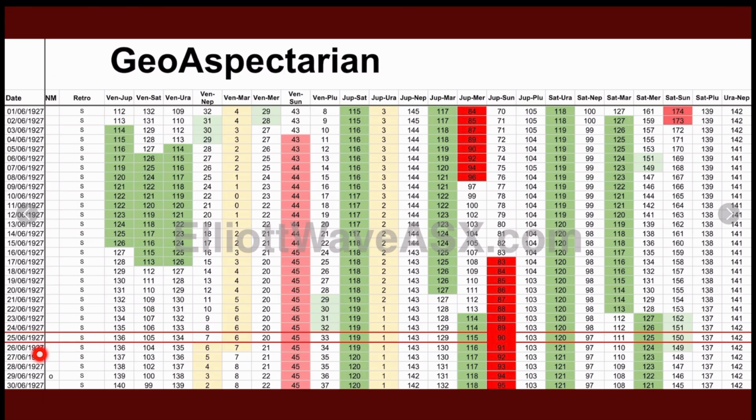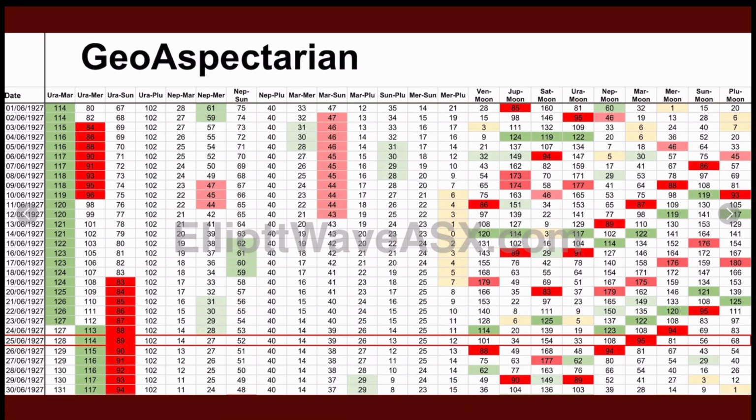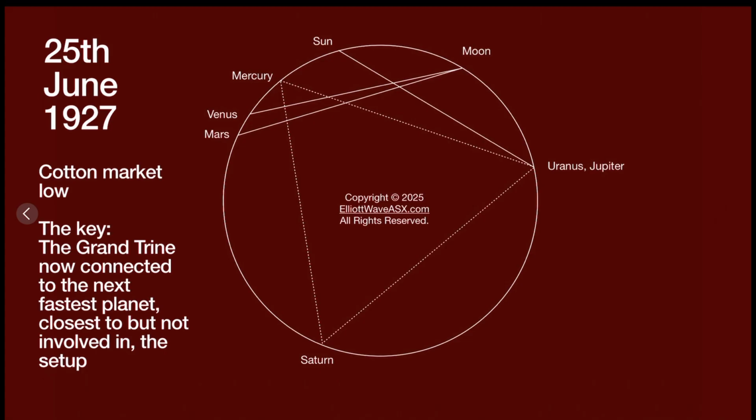Now, looking at the low in the cotton market, which is on the 25th of June 1927, we've got Venus-Neptune just coming into a conjunction. We've got Venus-Mars just coming out of a conjunction. Jupiter-Saturn trine, Jupiter-Uranus conjunct, Jupiter-Mercury trine, Jupiter-Sun square, Saturn-Uranus trine, Saturn-Mercury trine. And going to page 2, we've got Uranus-Mercury trine, Uranus-Sun square, and Mars-Moon square.